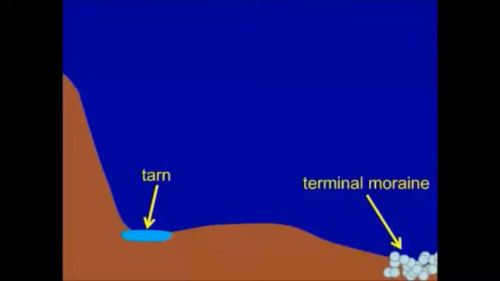And so essentially what's going to be created there is what we call a terminal or end moraine. Further, in that cirque, in that depression, what's going to fill that very low-lying area is water. The meltwaters, maybe from that glacier or from other glaciers further upslope, will fill that depression, and we call that a tarn.